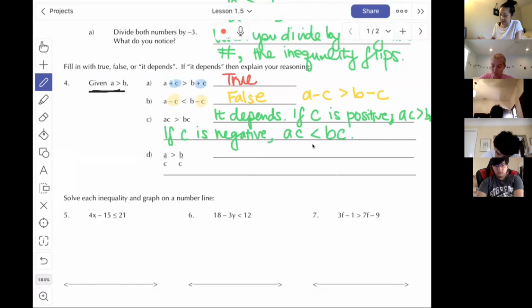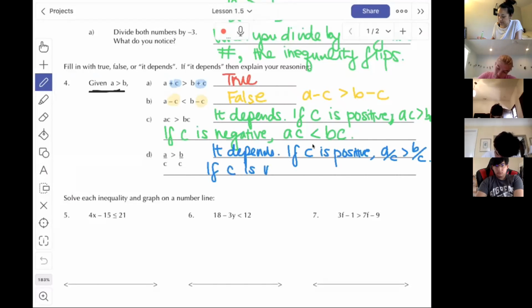And same thing for part D, right? It depends. If C is positive, then A over C will be greater than B over C. But if C is negative, then A over C will be less than B over C. Okay, so you can see all 4 operations working with inequalities. All right, any questions before we get into some examples? Okay, let's try some. Here we go.